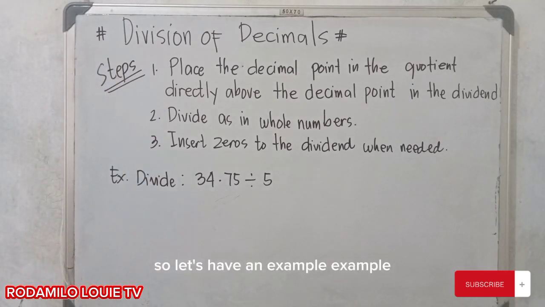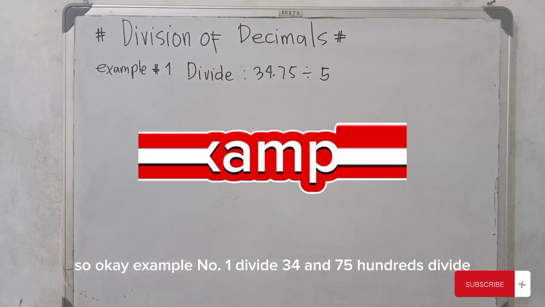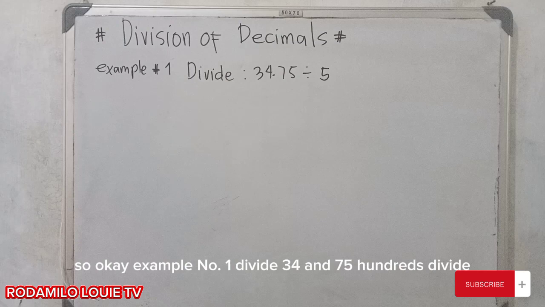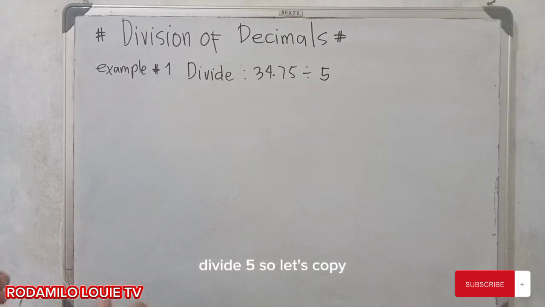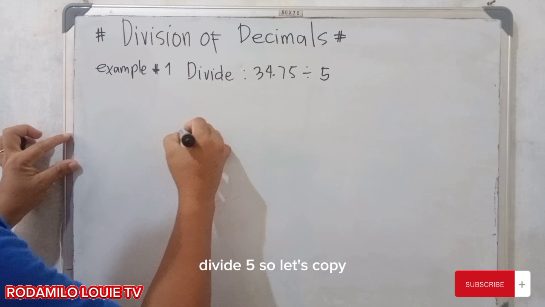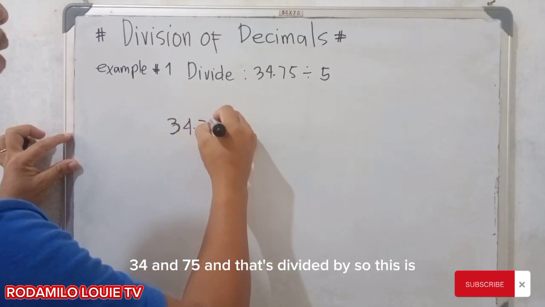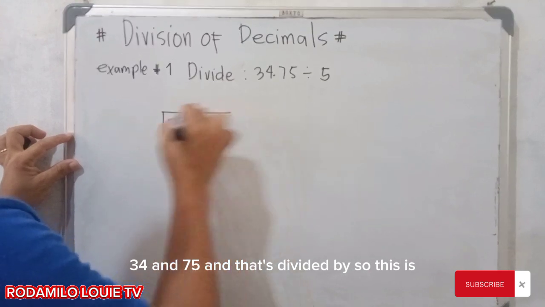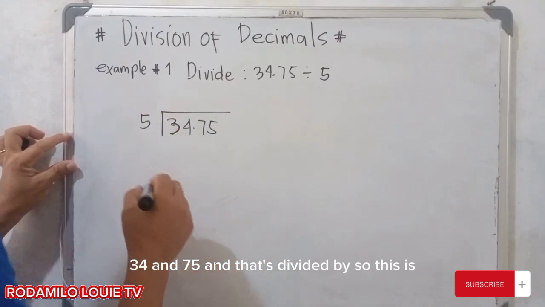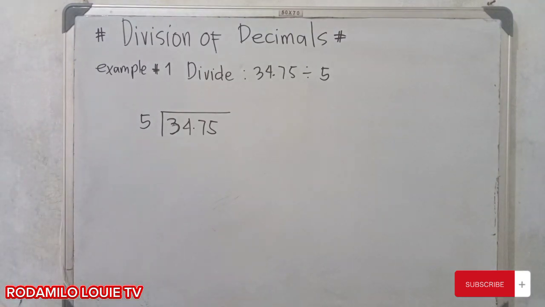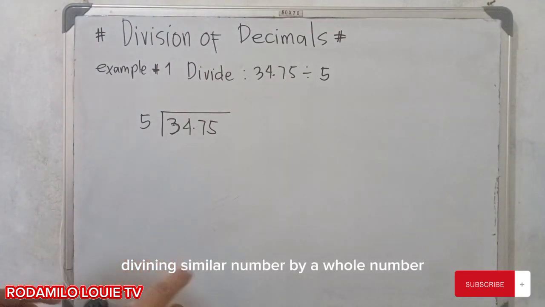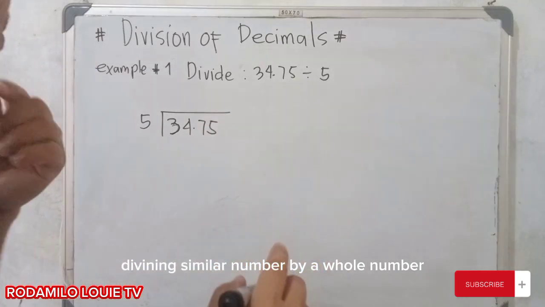So let's have an example. Divide 34 and 75 hundredths, divide 5. So okay, example number 1, divide 34 and 75 hundredths, divide 5. So let's copy 34 and 75 hundredths, divide 5. So this is dividing decimal number by a whole number.